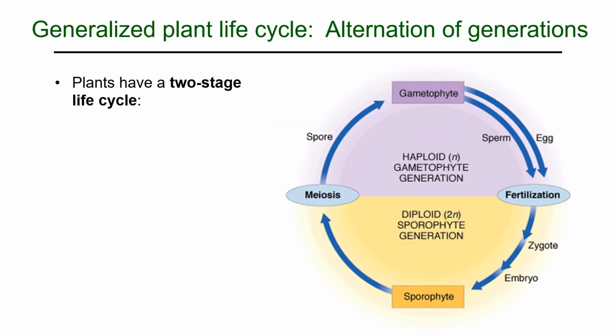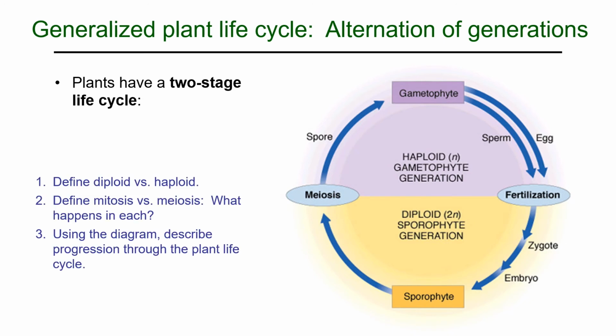Okay, let's talk for a minute about the life cycle of a plant. Plants have a two-stage life cycle. They have an alternation of generations. And this takes some explanation because we are used to thinking of the life cycle of an animal, which is a single stage. Think for a minute about this diagram that you see here. We need to review some terminology in order to understand this difference.